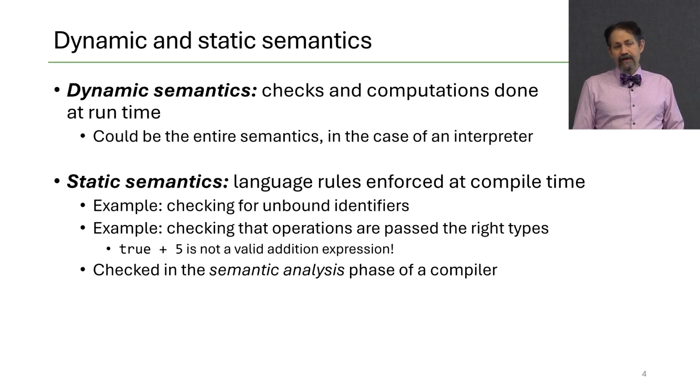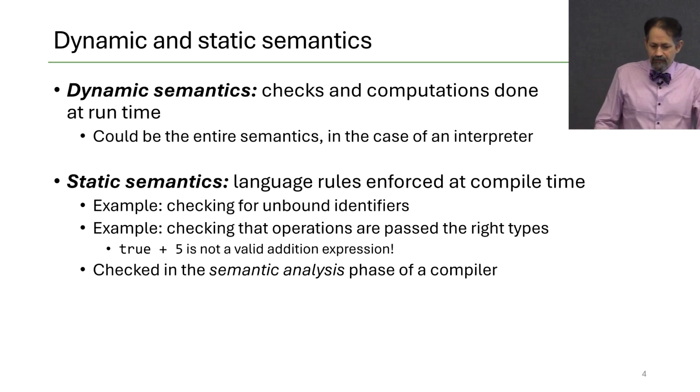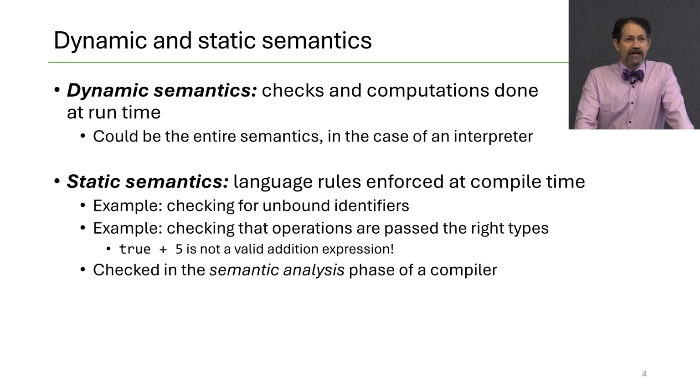For example, checking for unbound identifiers, or for checking that operations are passed the right types. In most languages, true plus 5 is not a valid addition expression because what number is true? Who knows, right? So static semantics are typically checked in the semantic analysis phase of a compiler.